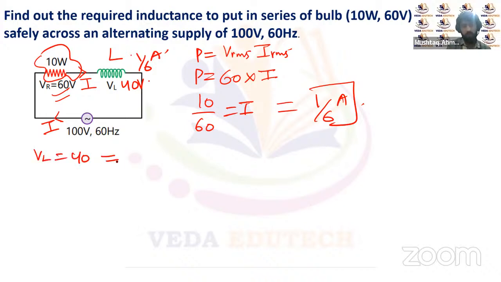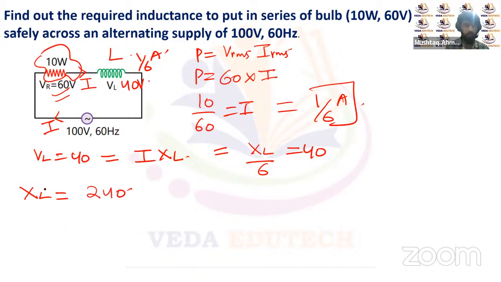We can write this VL as I multiplied by XL. And the current here is 1 upon 6 amperes, so XL upon 6 will be equal to 40. So the value of XL will be equal to 240. Now we can write XL as omega multiplied by L. So the value of L will be 240 upon omega.